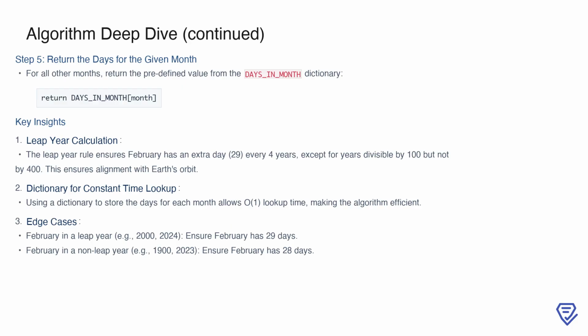Additionally, it's important to consider edge cases, such as February in a leap year versus a non-leap year. For instance, February 2000 should return 29 days, while February 2023 should return 28 days. This ensures our algorithm is robust and handles a wide variety of inputs correctly.